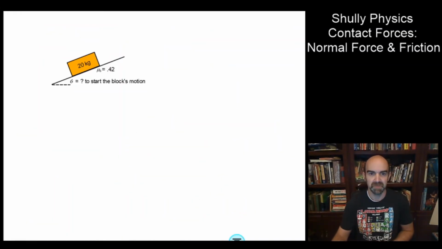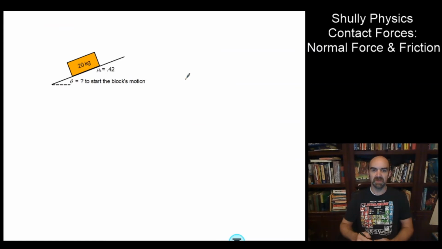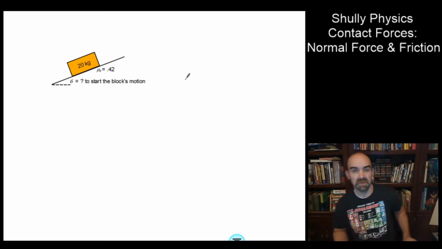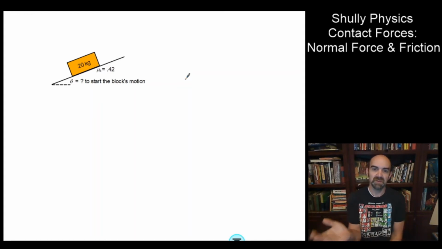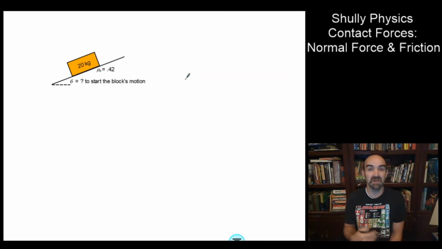All right. Next situation. This might be helpful for the friction lab. If you did two ways to find mu, this is the second way. If you take a block and increase the angle until it just starts to slide, that's going to help you find the static coefficient of friction.